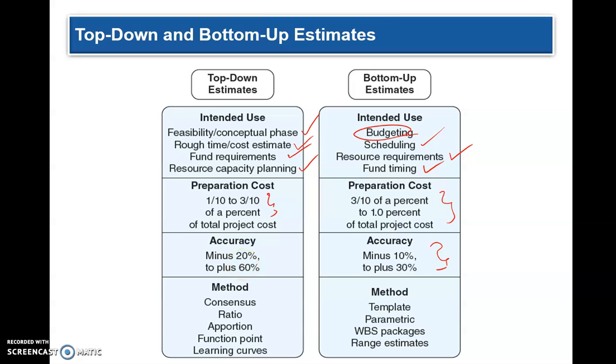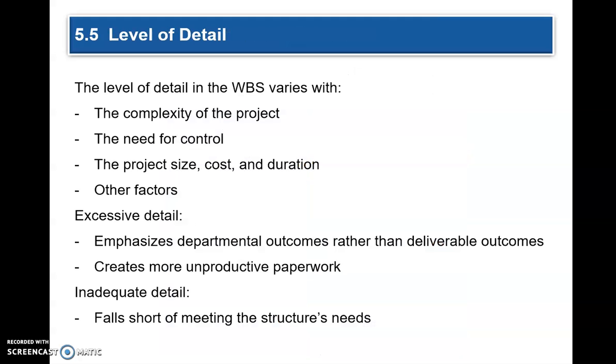The methods that we use, or we have talked about before, like the consensus, the ratio, or the apportion methods, compare to the template, parametric, WBS, package, and range estimates, and so on and so forth. The level of detail in the WBS varies with the complexity of the project, the need for control, the project size, cost, and duration, and any other factor.